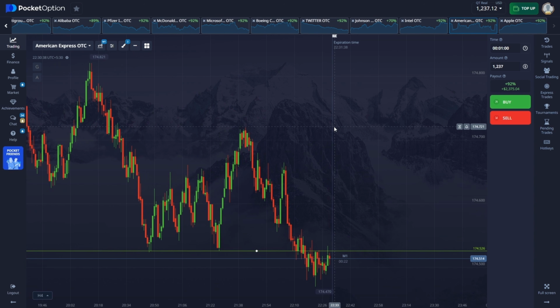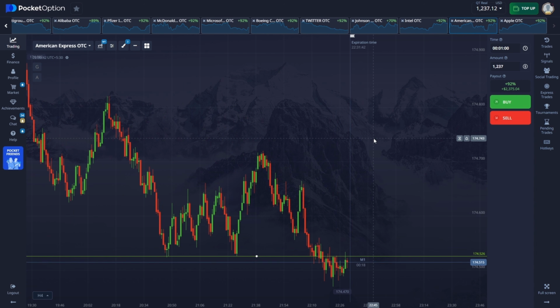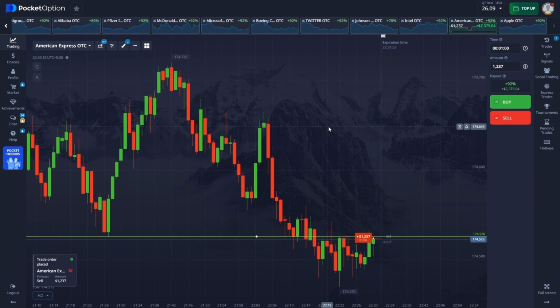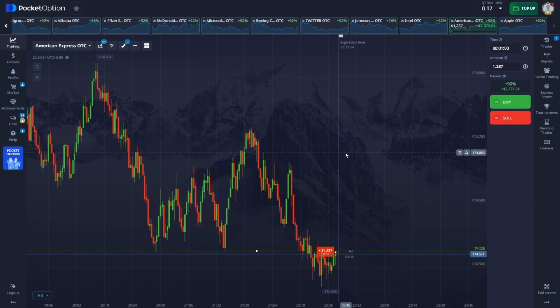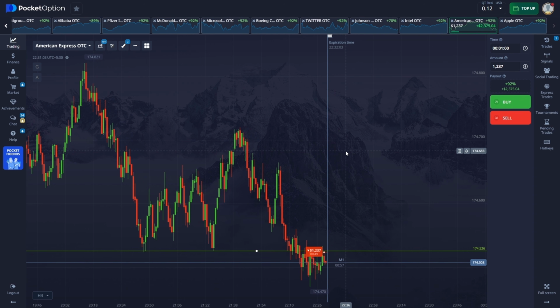On American Express OTC, we have a trade for the downside move. I'm waiting for a good entry. I got the entry at the level, and I placed the trade for the downside move on American Express OTC worth $1,237. Exactly when I placed the trade, the candle reversed, but it still gave a reversal.